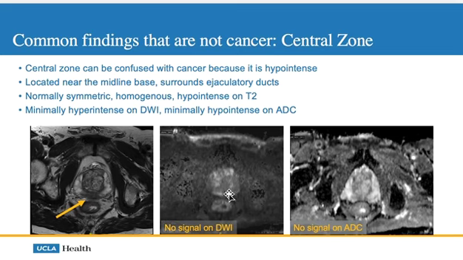And as you can see here, we look on DWI. We don't really see a lot of strong signal. There may be a little bit of subtlety back here on the DWI, but nothing really dramatic. And on the ADC, again, we don't really see anything dramatic. So again, this is just normal central zone findings.